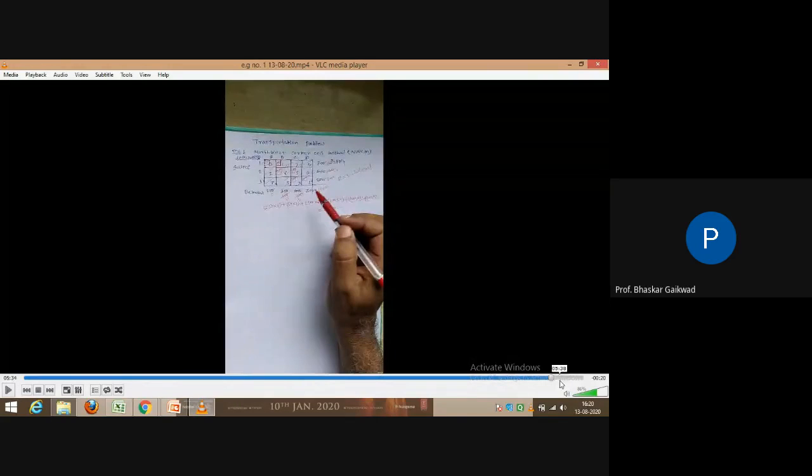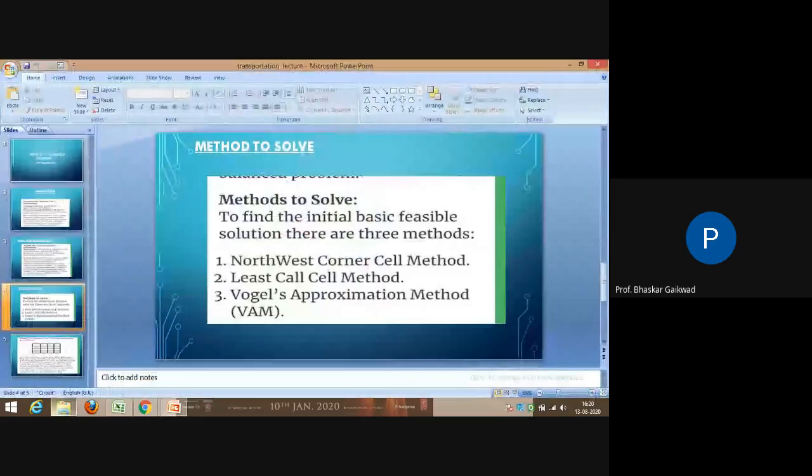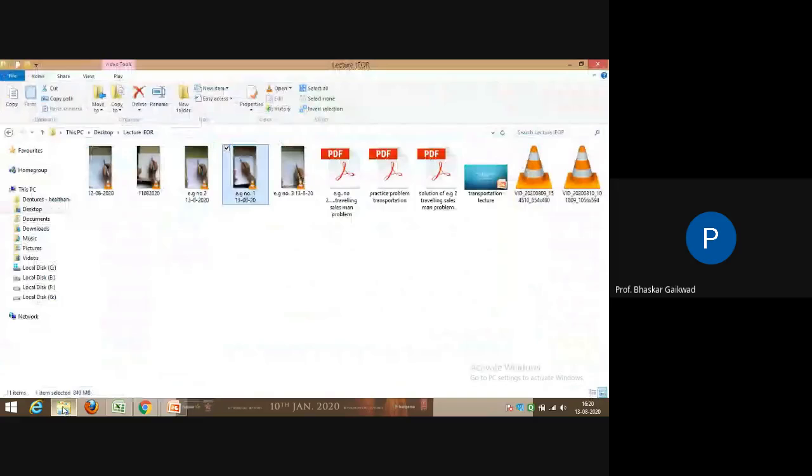Every time you have to find out the north-west corner and make its square, and after that you see which is the minimum, that minimum value you have to write and deduct from the corresponding value. Like this you have to proceed. So this is the northwest corner method. Okay. Now we'll go to the next method, that is the least cost method.